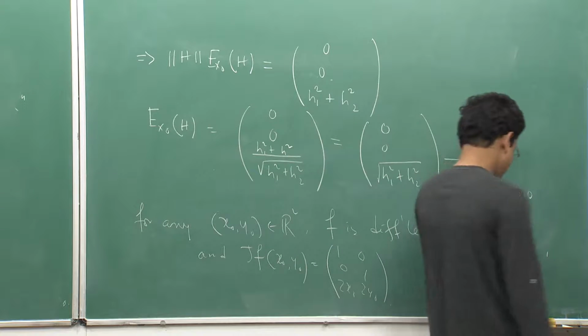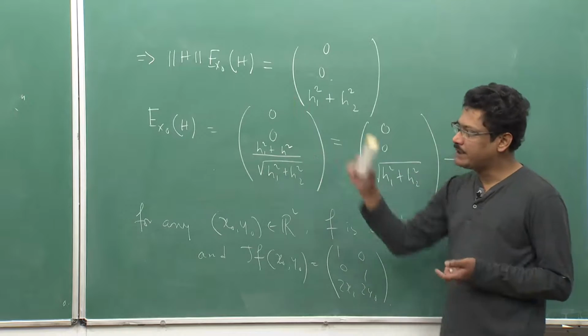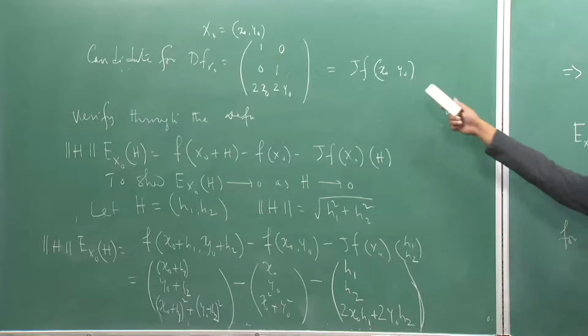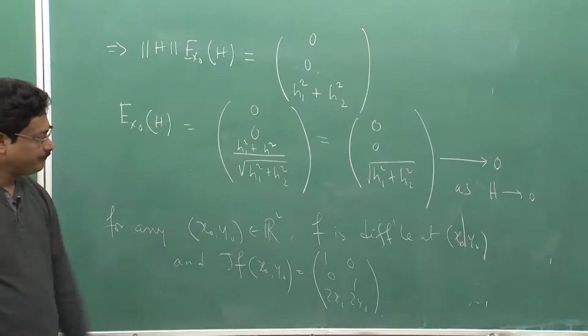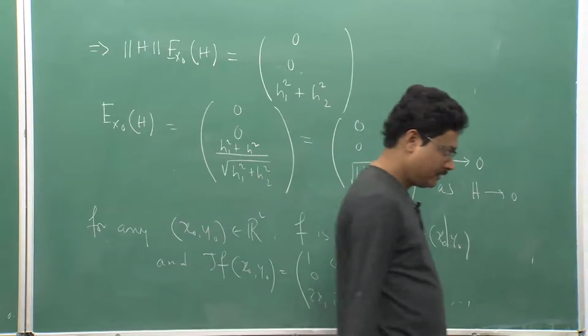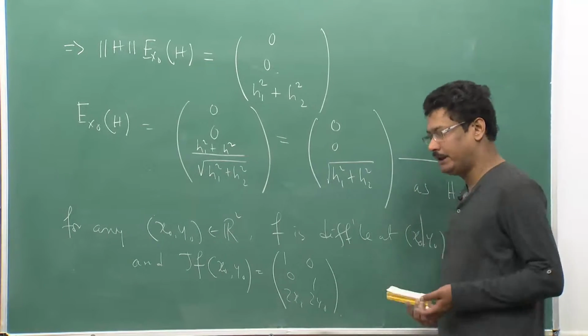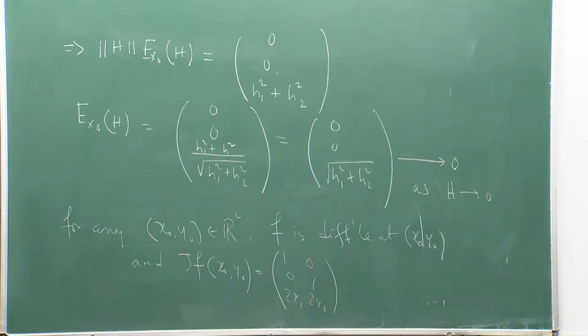So, you see there is some bit of work done, work has to be done. Even if you calculate this matrix Jf(x naught), the Jacobian matrix, you have to actually check that this candidate is actually the derivative. It may not be, we have examples. Let us look at another example, I will let you do it, a very easy example.